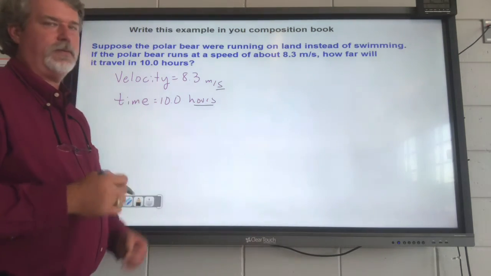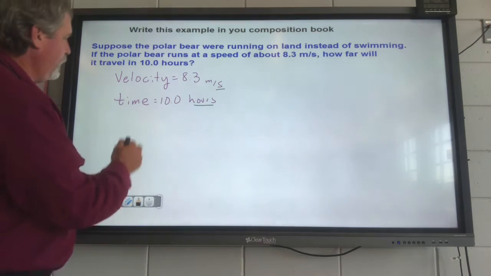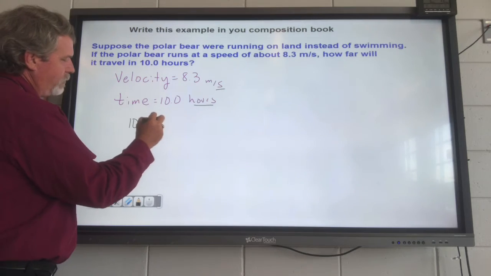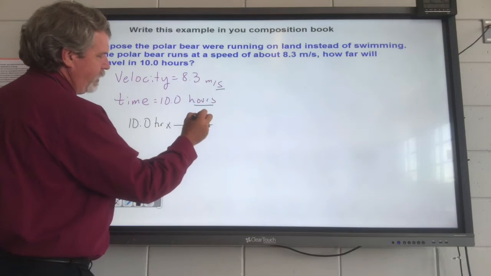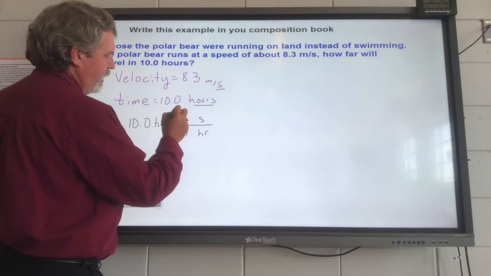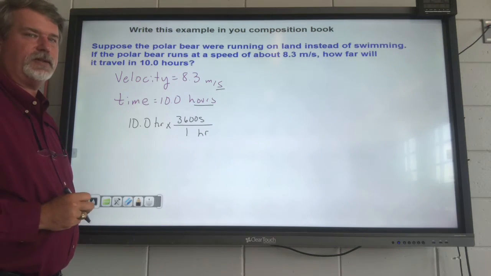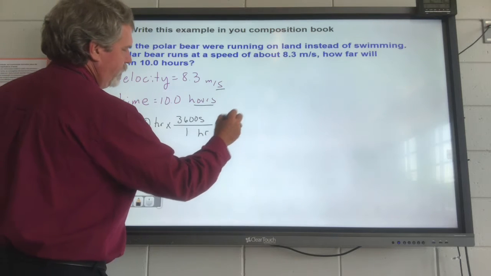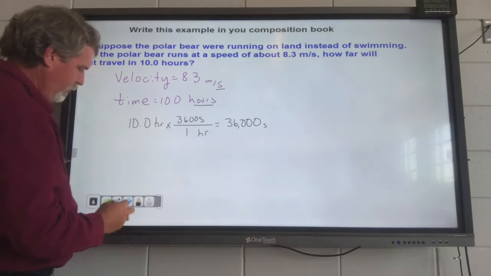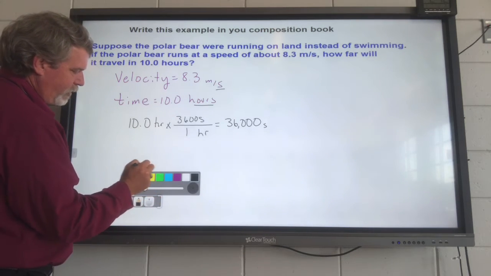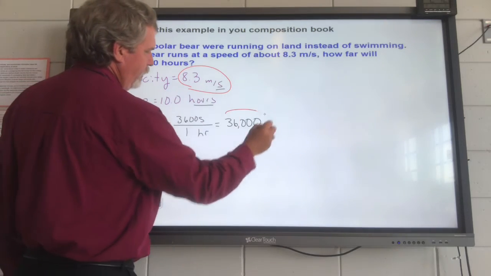So we need to make hours match seconds. Somewhere on your paper you want to work that; we'll just work it right here underneath. That would be 10.0 hours, and we multiply by a ratio where hours is on the bottom and seconds are on top. We know that ratio: 1 hour is 3,600 seconds. So 36,000 seconds would be the time we use. Now that we've converted our units, our givens are 8.3 and 36,000.